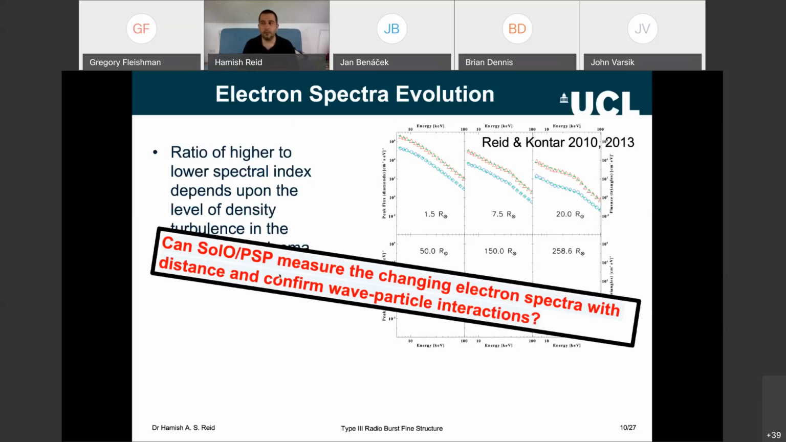Hamish, can I ask a clarifying question? Yes, of course. This is Jim Drake. When you're doing the simulations of this, do you put in a kappa distribution for the electrons? Is it anisotropic or isotropic? And then do you add that on top of a background Maxwellian distribution? Could you give a little bit more information on that?